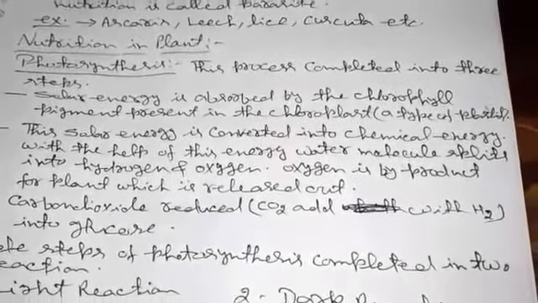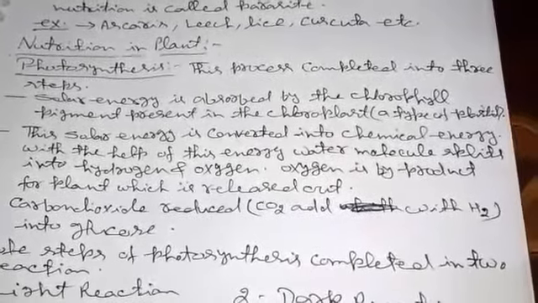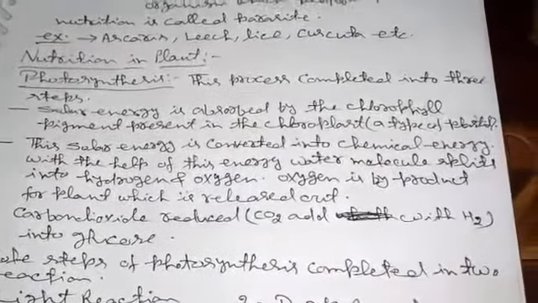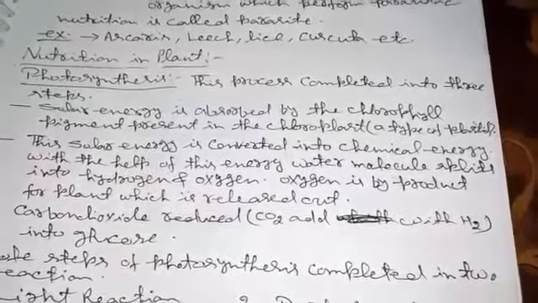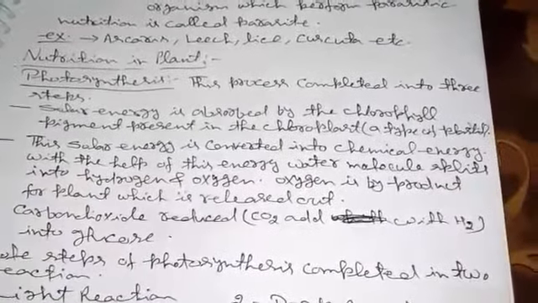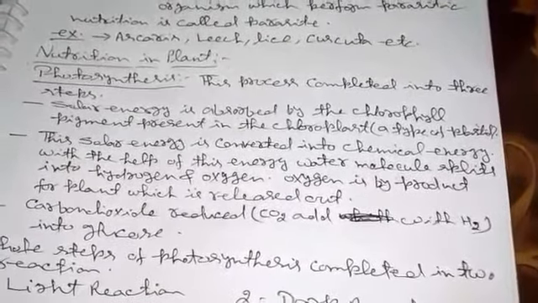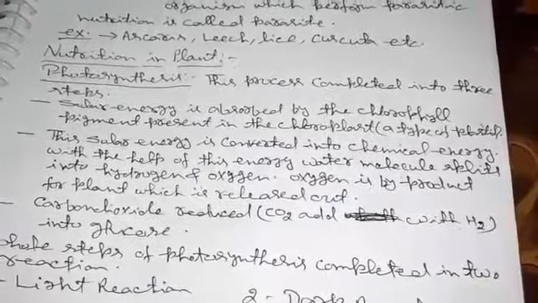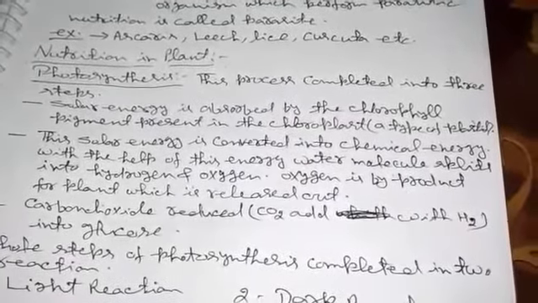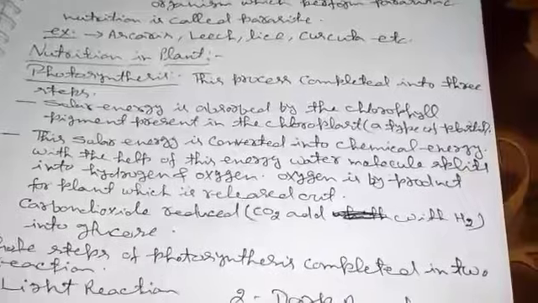Students, in this video I will start nutrition in plants. In nutrition in plants, we will study about photosynthesis. What is photosynthesis? The process by which plants prepare their own food with the help of carbon dioxide and water in the presence of sunlight and chlorophyll is called photosynthesis.